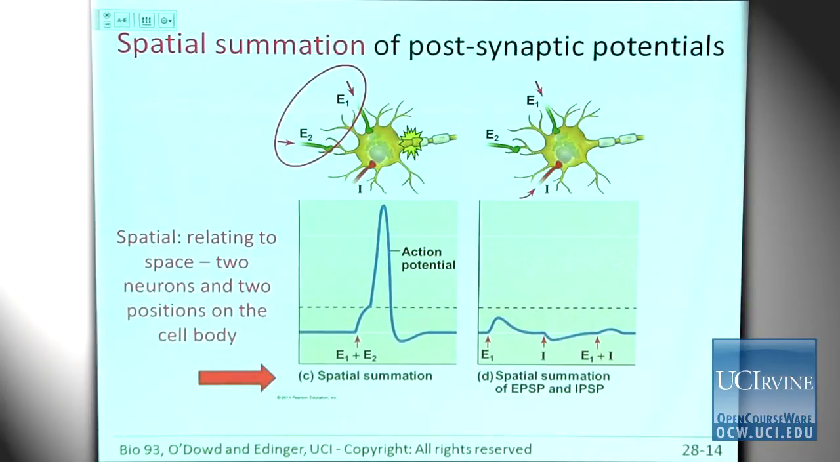The summation can also occur if you have an inhibitory signal and an excitatory signal. If it is the excitatory alone, it will depolarize a little bit. The inhibitory alone will hyperpolarize a little bit. And the two together will actually end up canceling each other out, and there won't be much change.